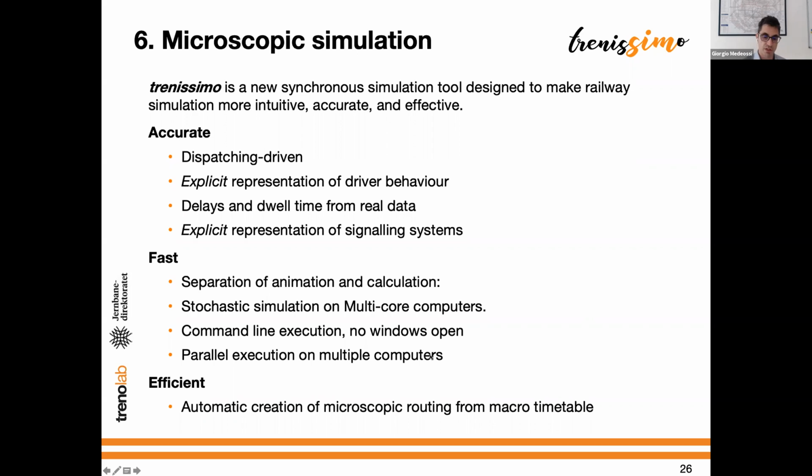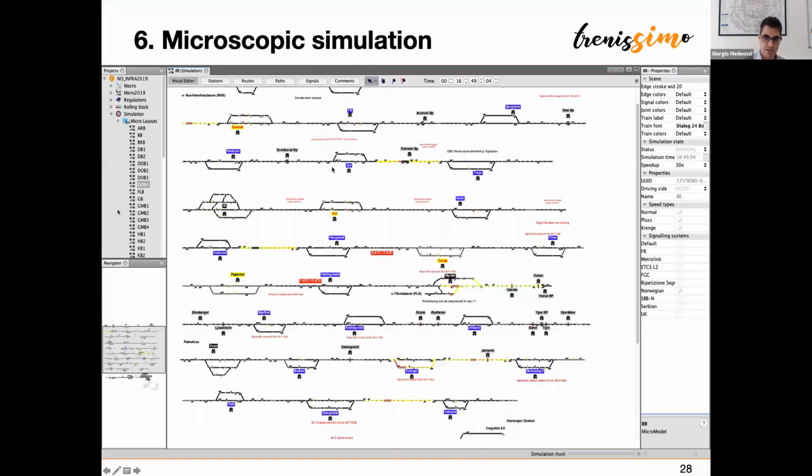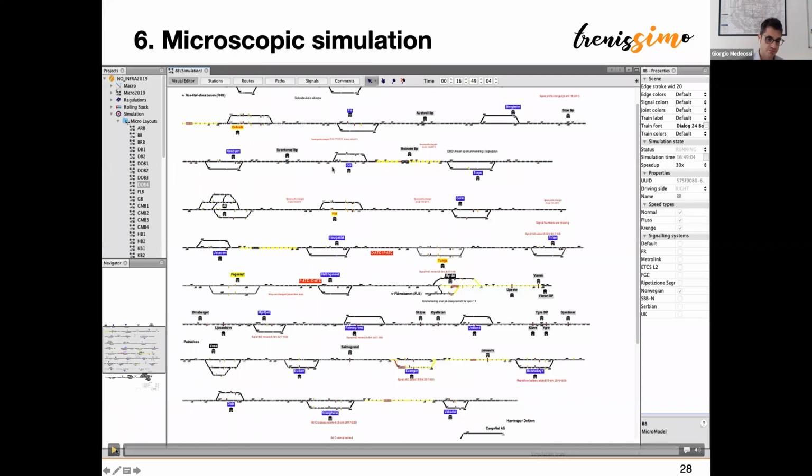In the end, it is efficient because, as you have seen, you don't have to create the microscopic routing from the macro timetable. There is an algorithm that creates it for you. We will see that there is a TRENissimo model available for the entire Norwegian network. 24 hours of simulation of it run in just 6 minutes, including all train runs, all freight movements, all empties, and so on. And in the next slide, we briefly see the tool in action.